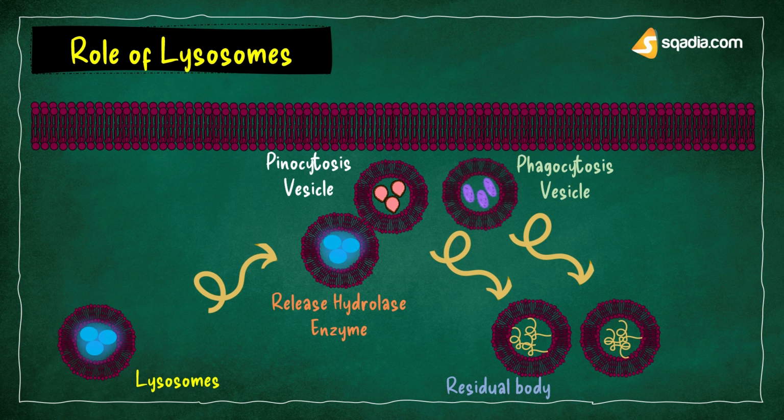In most cases, the residual body is finally excreted through the cell membrane by a process called exocytosis, which is essentially the opposite of endocytosis. Thus, the pinocytotic and phagocytic vesicles containing lysosomes can be called the digestive organs of the cells. Another special role of the lysosomes is the removal of damaged cells or damaged portions of cells from tissues.